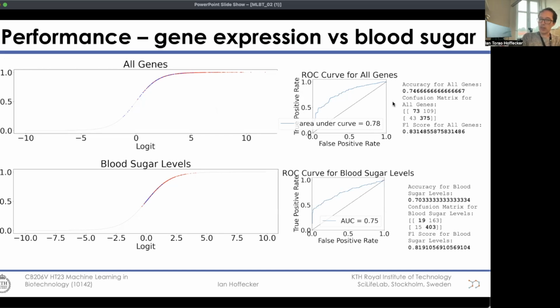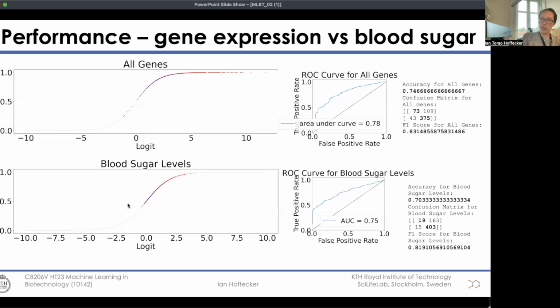If it's 0.5, then it means it's not performing. And we can also look at a precision recall F1 score here and see that it's 0.83, which is better than random. And what's interesting is if we perform this logistic regression on the blood sugar data. So this is for performing predictions of the pathological status on the basis of all the genes.